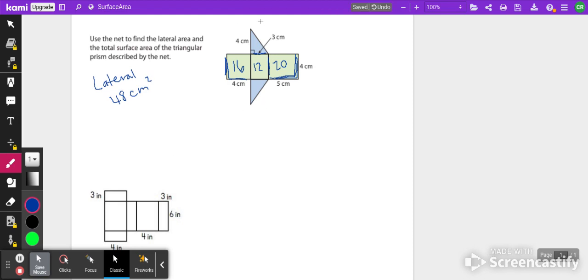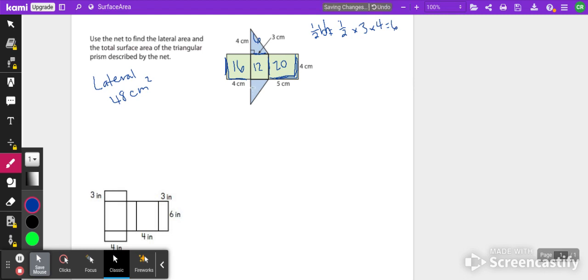Now we can find the area of the bases. Since the bases are triangles, you have to use the formula for area of a triangle. Area of a triangle is half BH. So if I'm looking at my triangle, make sure that you use that right angle. It's going to be half times 3 times 4. 3 times 4 is 12. Half of that is 6. So the area of the triangle here is 6.